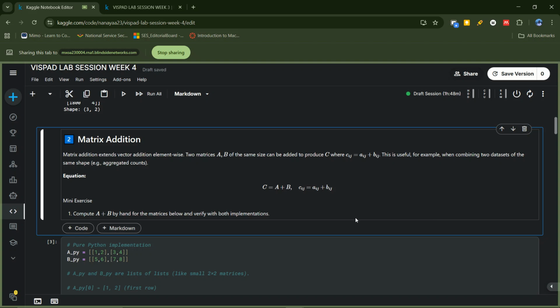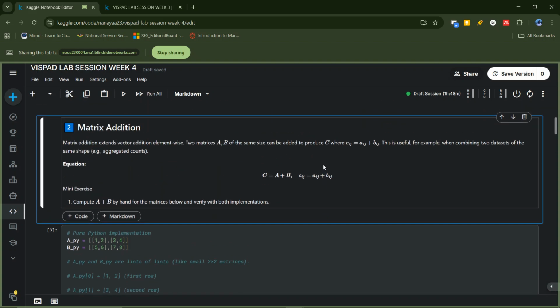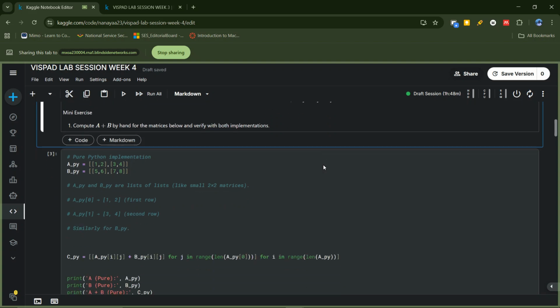Okay, great. So we have a simple equation here. C is equal to A plus B. We've already said that. Cij, which is the element of C at row I and column J. Okay, same for A plus B. Great. So there's a mini exercise here which says compute A plus B by hand for the matrices below and verify both implementations.